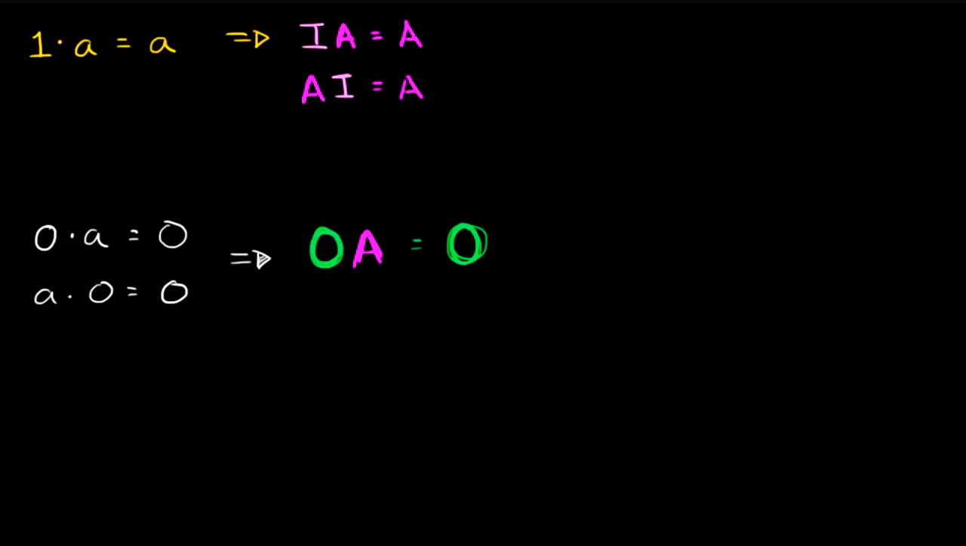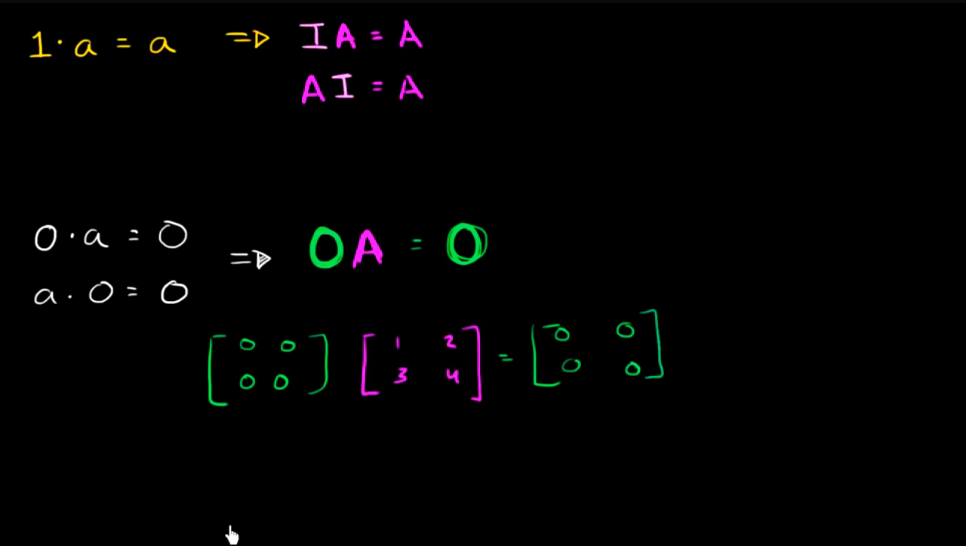For example, if A is 1, 2, 3, 4, what's a 0 matrix that I can multiply this by to get another 0 matrix? Well, it might be pretty straightforward. If you just had a ton of zeros here, when you multiply this out, you're going to get this. You take the dot product of this row and this column, 0 times 1 plus 0 times 3 is going to be 0. You keep going, 0, 0, 0, 0.